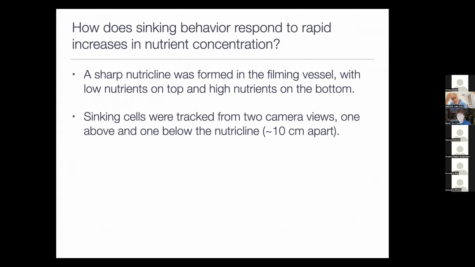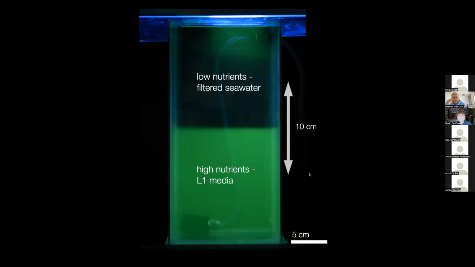So next, we saw that the diatoms could respond within 2 hours to a change in nutrient concentration, but we wanted to see if they could respond even more quickly. So we did an experiment using a nutricline where we had low nutrients on the top and high nutrients on the bottom. And we tracked cells with 2 cameras simultaneously, one above and one below the nutricline. These cameras were about 10 centimeters apart.